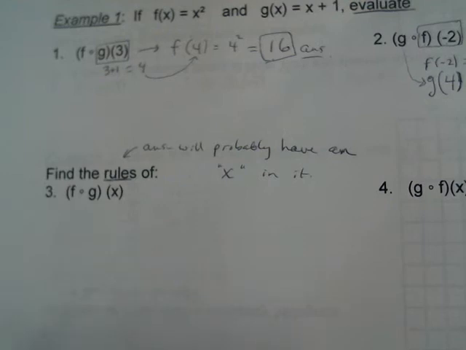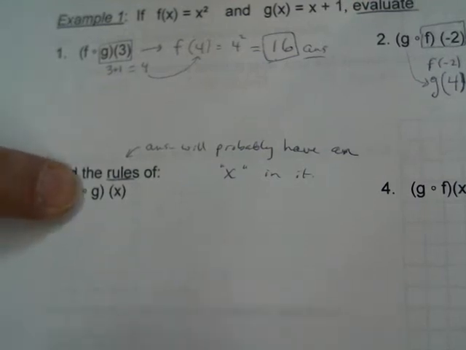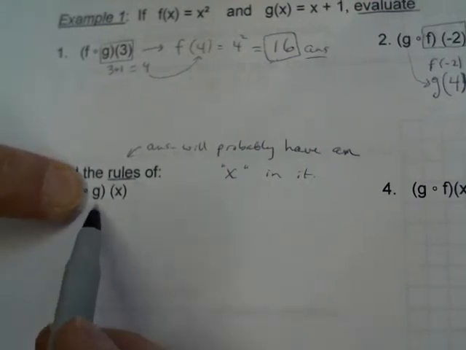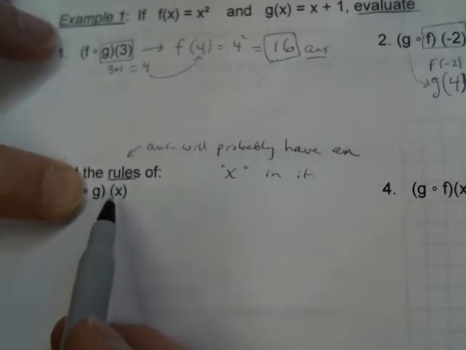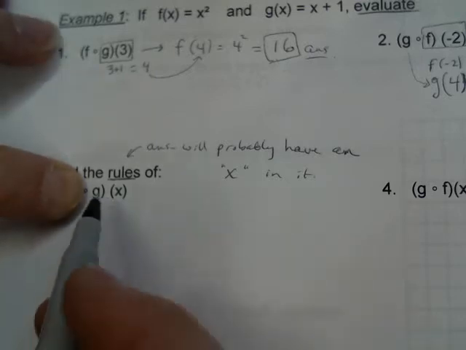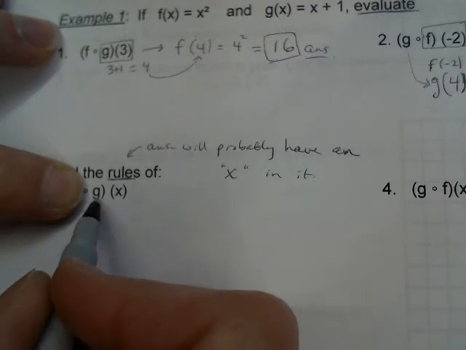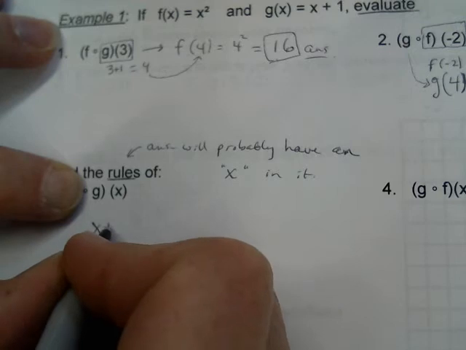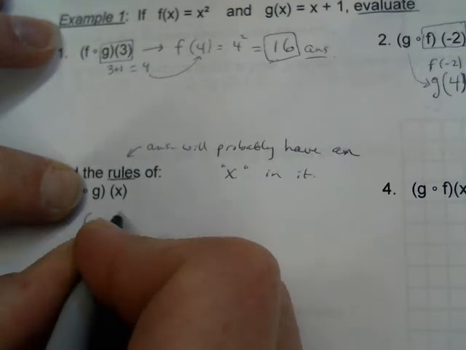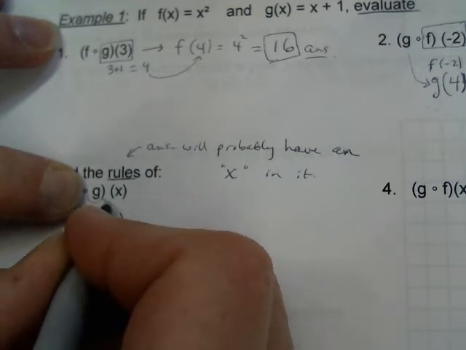Well, how do you do that? Same thing as before, you're going to cover up the f function, and you're just going to write down what is g of x. We don't have a number to put in, it's just the letter g of x. Well, what is g of x anyways? Well, g of x is x plus 1. So let's just write down what g of x is, x plus 1. All right, that's that.